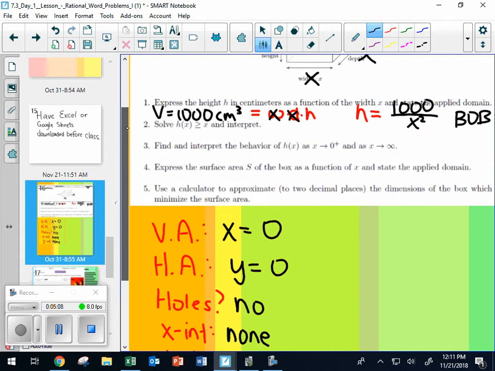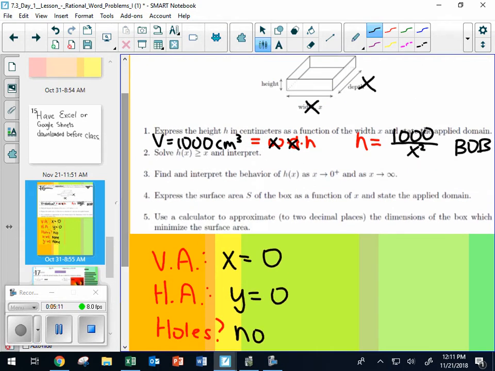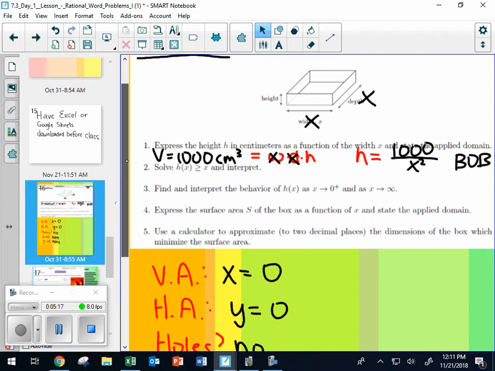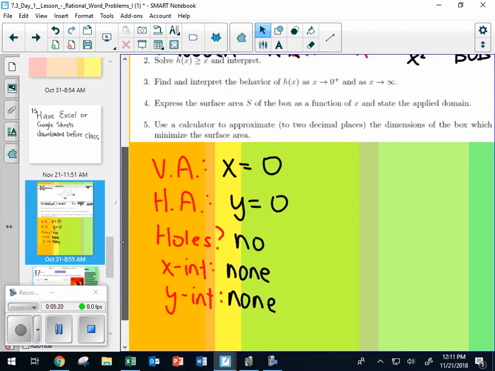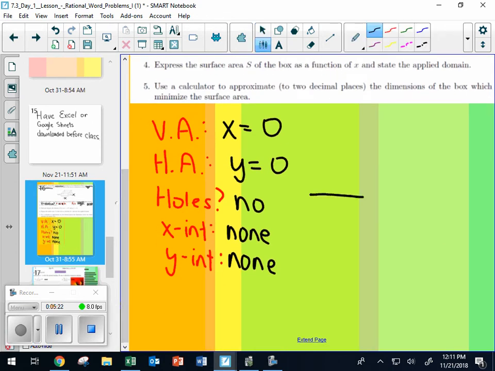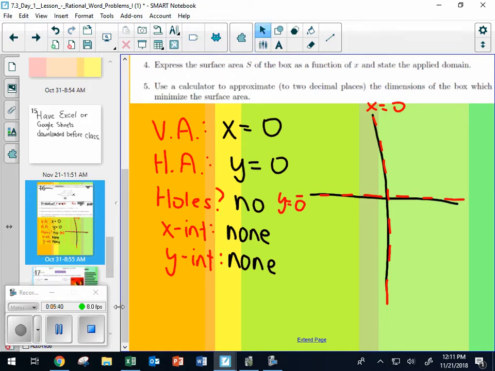Because if you substitute in 0 for x, what happens to your function? It explodes. It blows up. It crashes. Whichever way you like. All right. From here, we can graph it. If we are graphing this, we have our two asymptotes. We have x equals 0, and we have y equals 0. And we don't have any other important pieces of information we need.